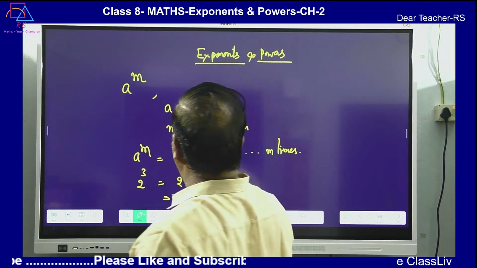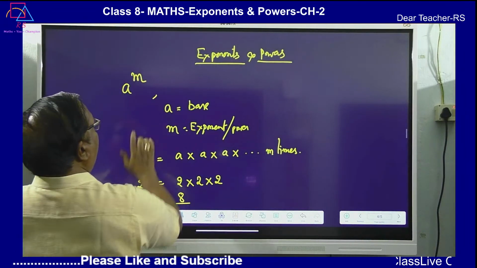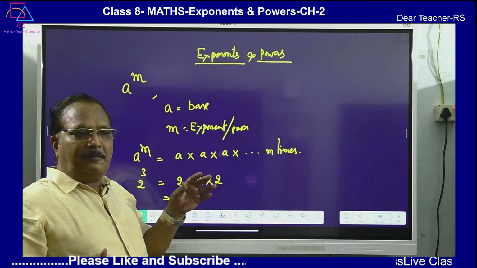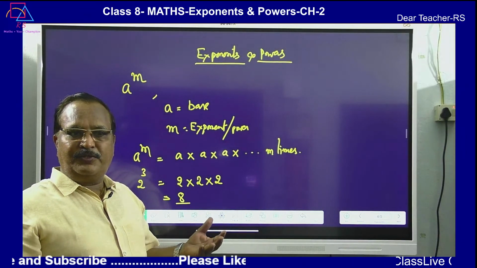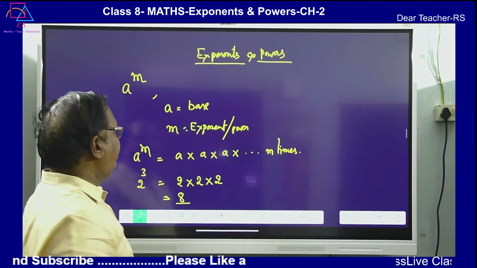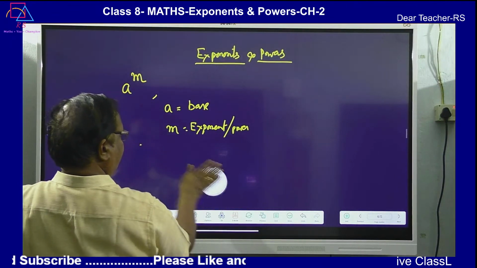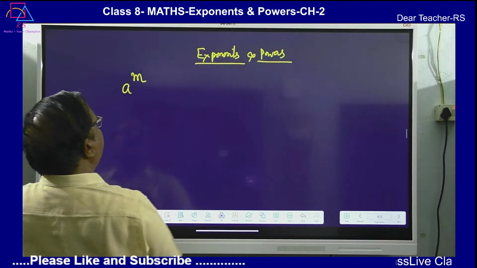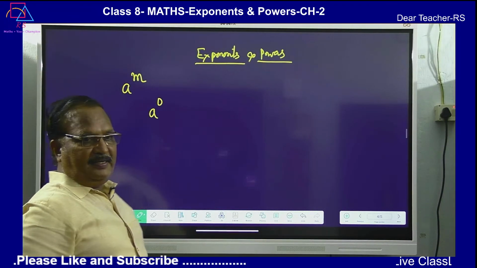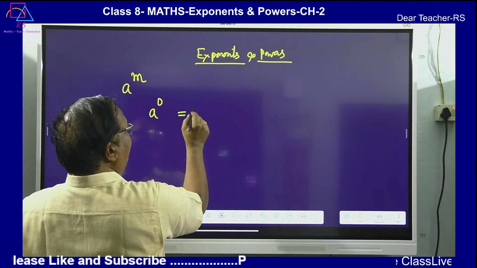So this is the basic meaning of the exponential form. Now what is m, what is a? M, in this class you are using only the integers, not the fractions. Okay, so now let us see a few cases. That means if m is equal to 0, what happens? A special case. M is equal to 0, then what happened? The value is equal to 1.